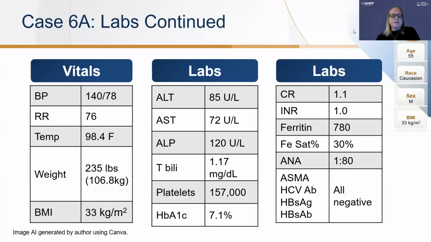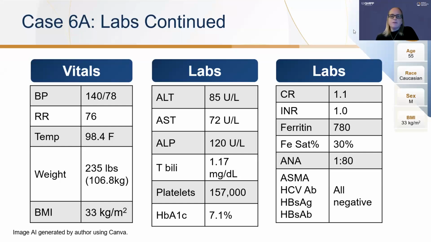All right, so we have our vitals, we have our labs. Vitals, he's a little bit hypertensive despite the lisinopril. BMI we talked about at 33. His AST, ALT are just mildly elevated, 72/85. That's also very classic for MASLD. He has a bilirubin of like 1.17.